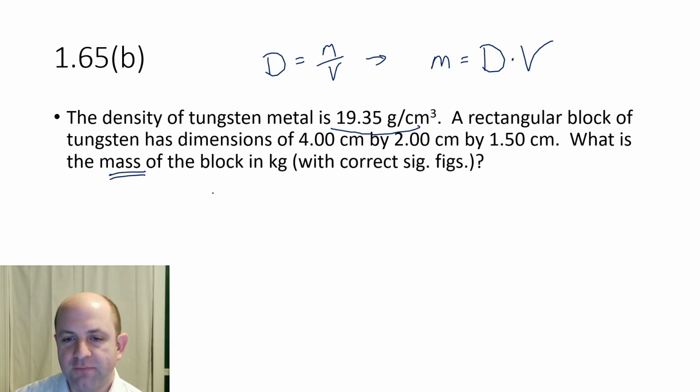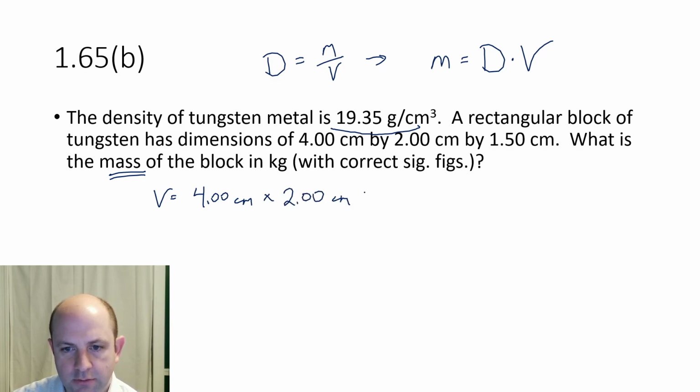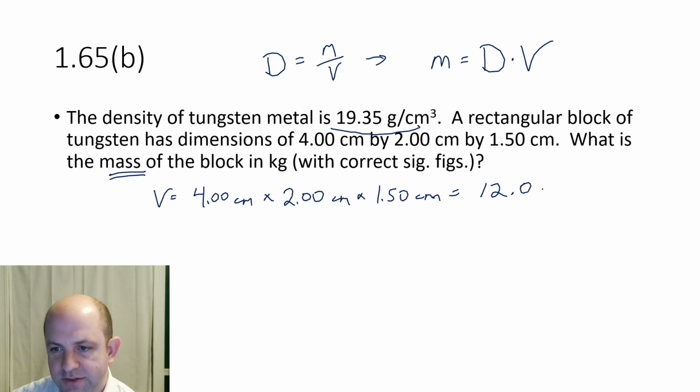All right, so first we find volume. Volume is just the length times the width times the height. We have our three numbers. So volume will be 4.00 centimeters times 2.00 centimeters times 1.50 centimeters. If we multiply that out, 4 times 2 is 8. 8 times 1.5 is 12. And since all of these have three significant figures, it'll be 12.0 centimeters cubed. Make sure it's cubed because, hey, we have 3 centimeters. So that's step one. We now have volume.